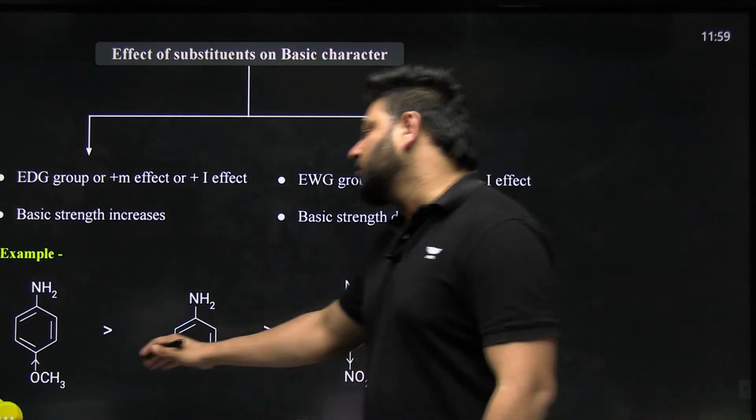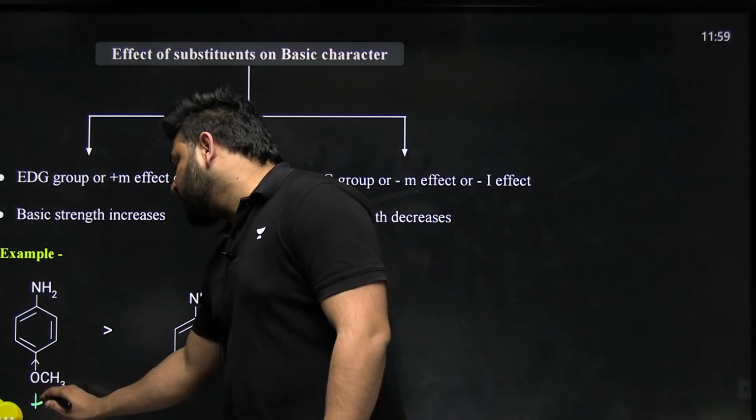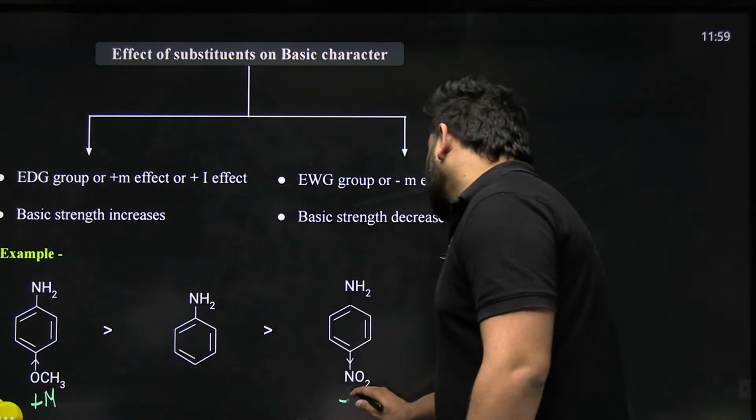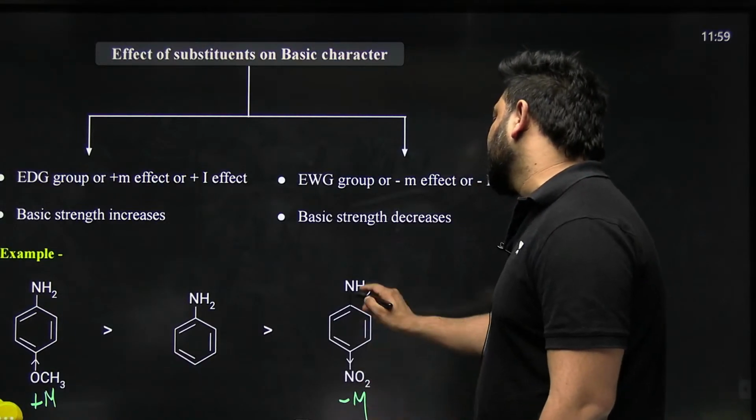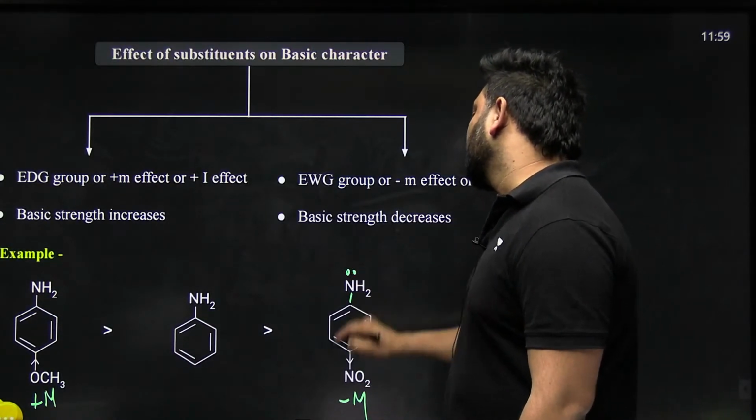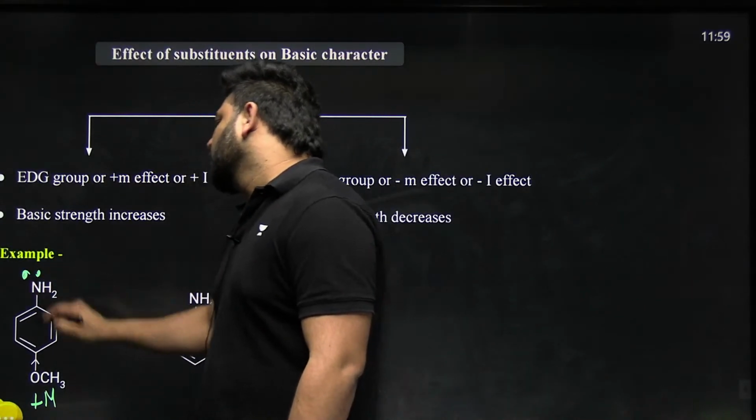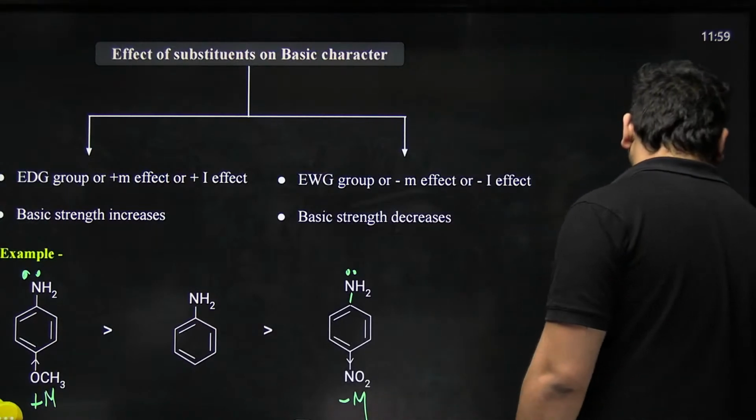Anyways, now what makes an aniline more basic is the electron donating group that increases the electron density, by the way. It's a plus M group, and this is a minus M group, and the minus M group withdraws the electron density and makes even lesser electron density available over here. So guys, that's how we measure it.